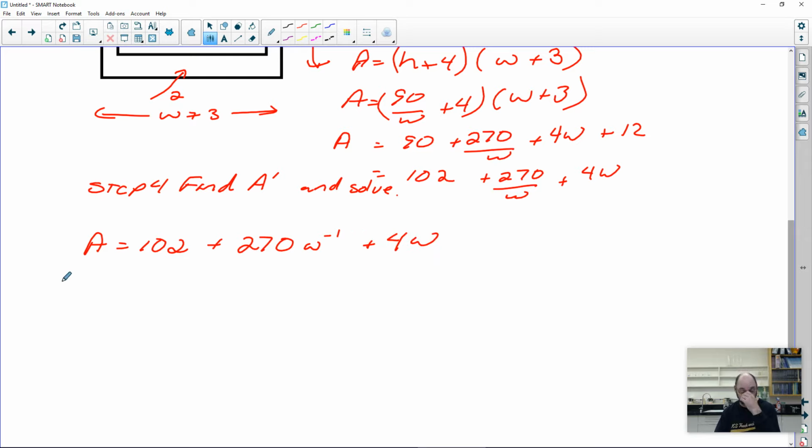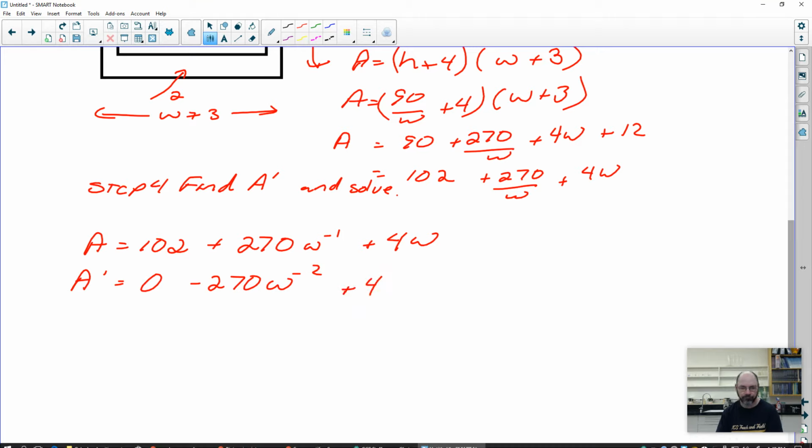Okay, so let's get a prime here. A prime, derivative of this, no w involved, so it's 0. Derivative of this is -270 w to the -2, and derivative of this is plus 4. Okay, so that is going to move the negative. Let's set it to 0. Set the derivative to 0.